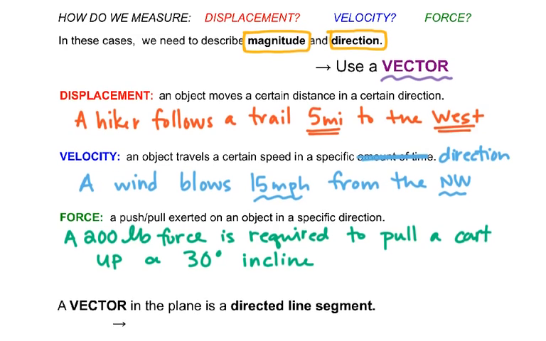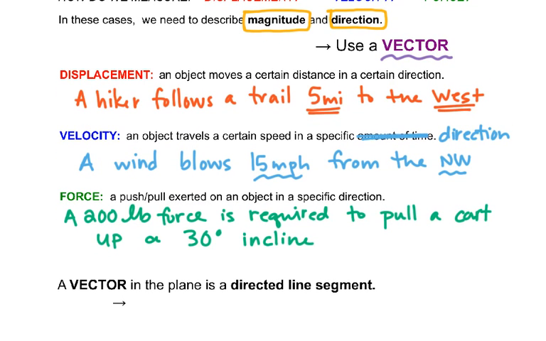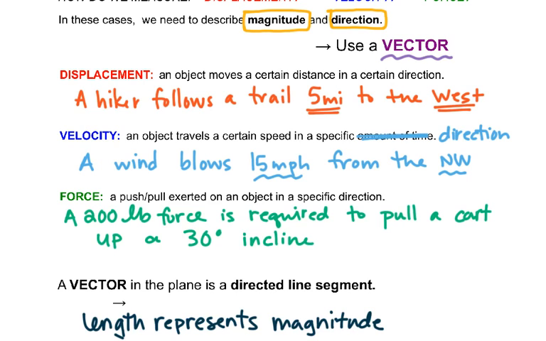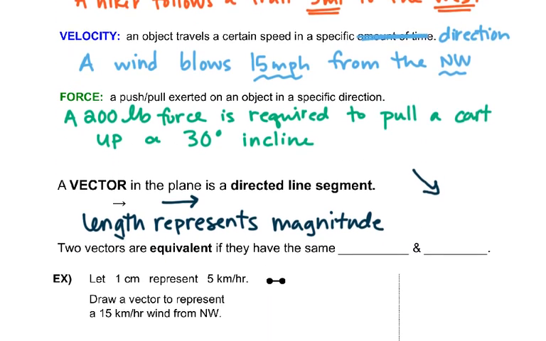So the main thing we want to understand when we talk about these vectors is a vector in the plane is a directed line segment, where the length of a vector represents magnitude, and it has an origin and a terminal, an initial and a terminal point. So length represents magnitude, and then the direction in which this vector is pointing makes that an actual vector. So it has a length and a direction.